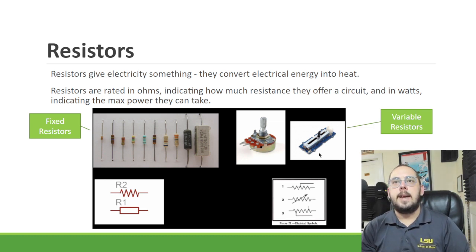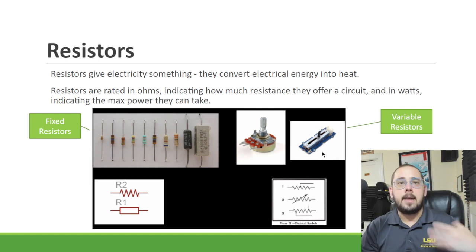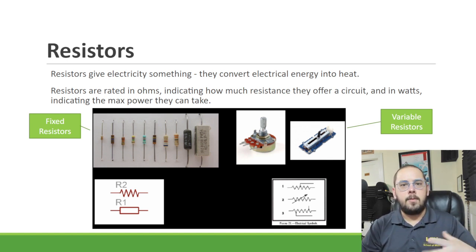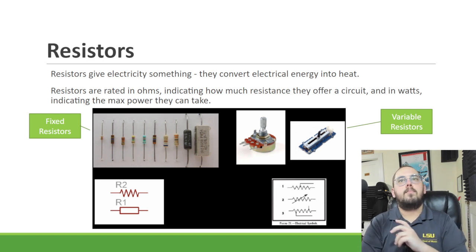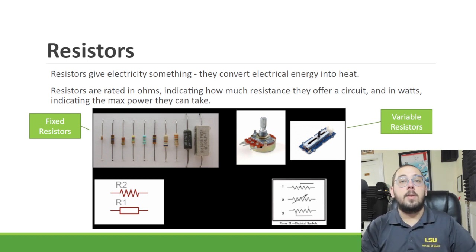Same thing with the slider here. It's just in a different position. It's going to resist more versus less. That can be useful for making the amount of voltage running through a thing change. So maybe you wanted to change the brightness of something, that's going to be the example I use. But there's a lot of applications by just being able to change the amount of resistance in your circuit.